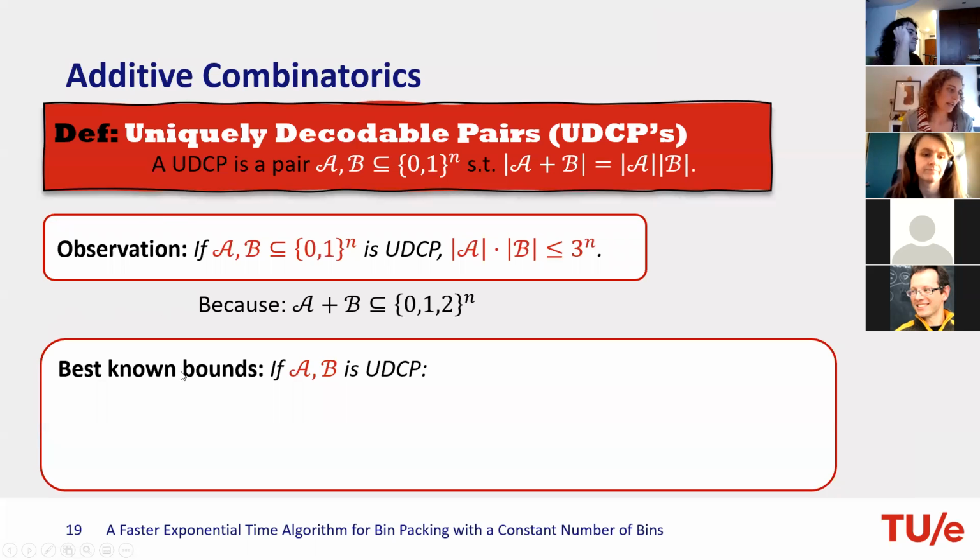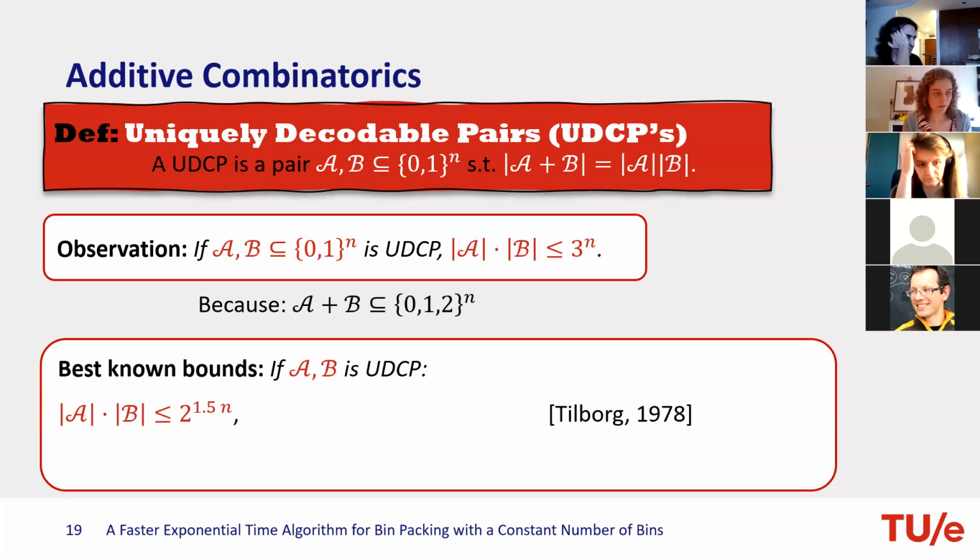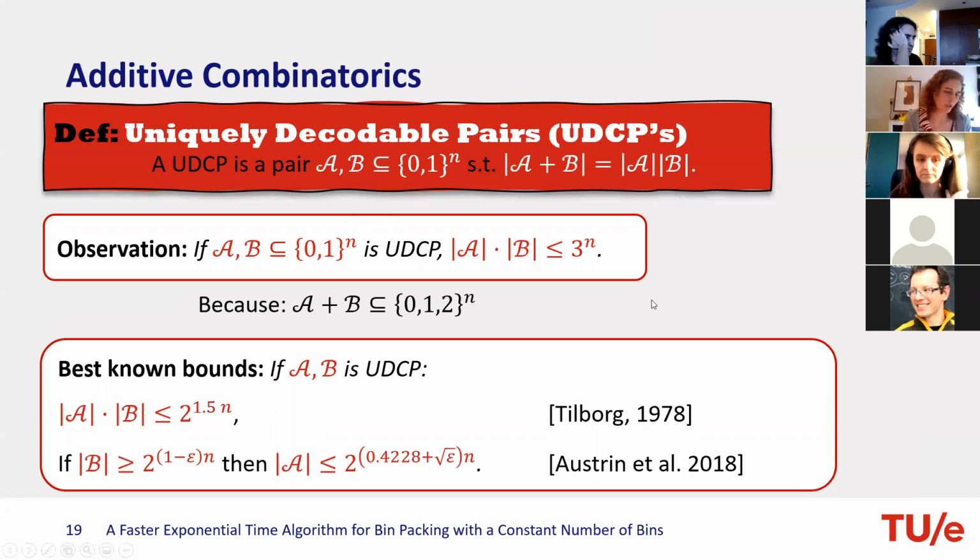So the best known bound is actually that the size of A times the size of B is at most 2 to the power 1.5n, which was proved by Tilburg in 1978. And there's another bound, which I just want to show, which is just a little bit better in case B is really big. If B is like almost all the sets, then A is smaller than 2 to the power 1.4228 something. So this already quite looks like what we are going to prove, but we did something slightly different.